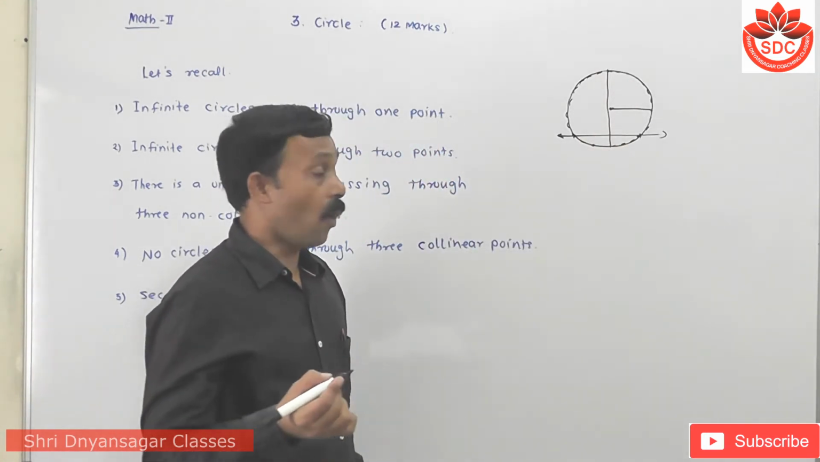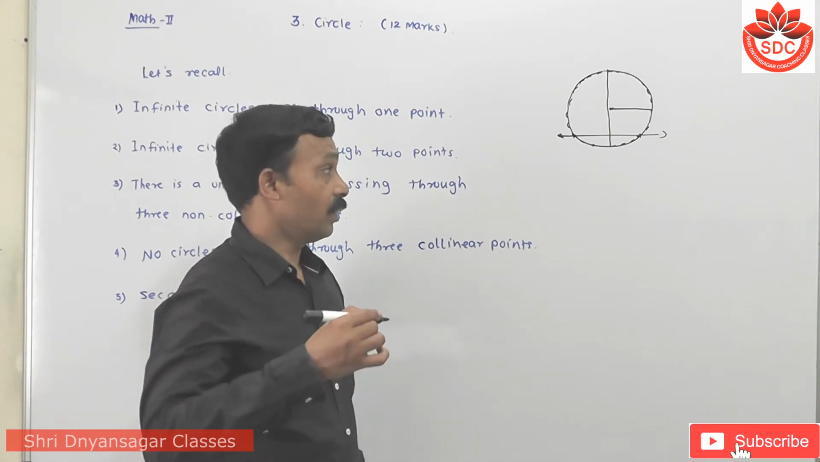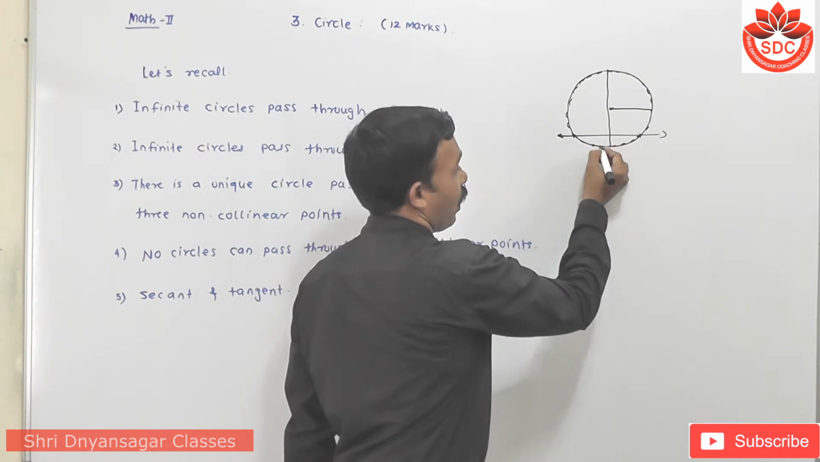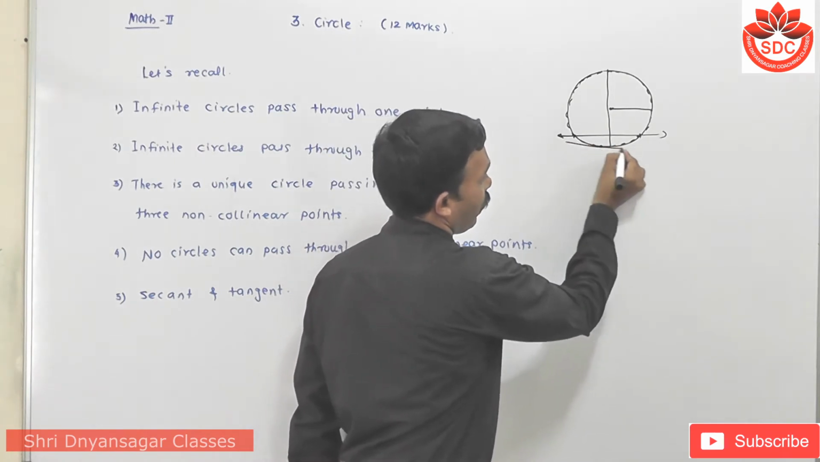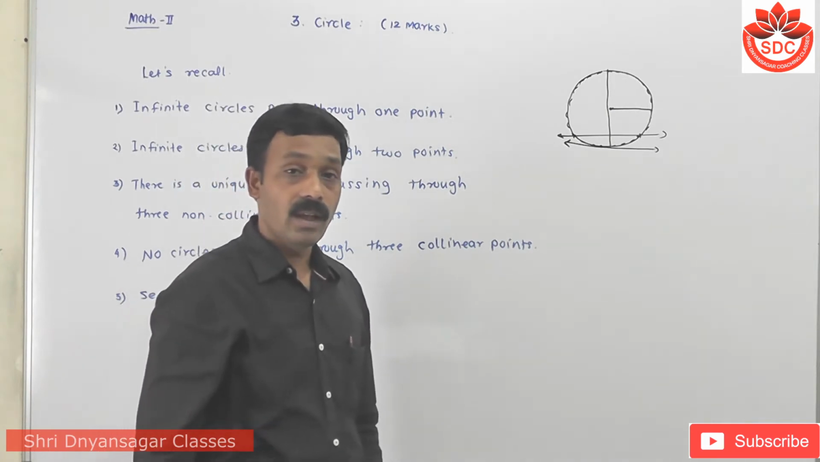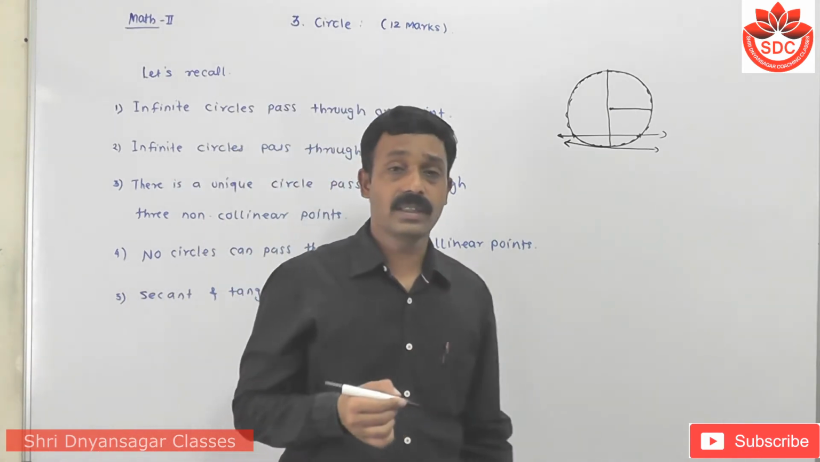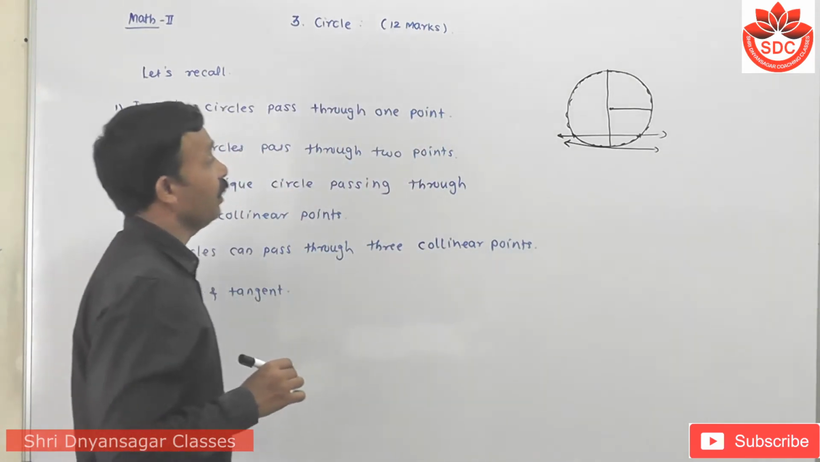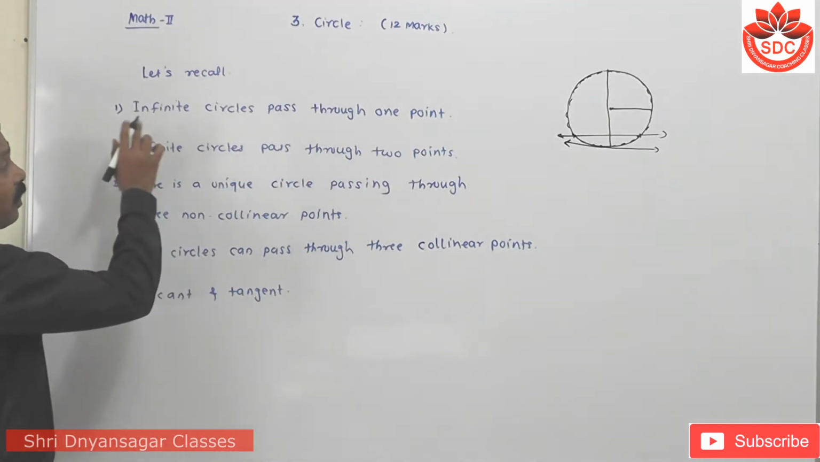Now, suppose a line passes through a point on the circle, and suppose this is that point, then the line is called a tangent to the circle. All of you know some other definitions of the circle. Now here we have to discuss the first point. Let us recall for the circle.